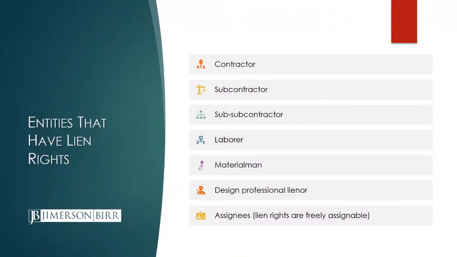So the next slide talks about entities that do have lien rights, and each of these entities, except for assignees, is a defined term in the lien law. We'll go through some of these, but contractors, subcontractors, sub-subcontractors, laborers, and materialmen, which is the lien law term for suppliers, and design professionals do have lien rights under the construction lien law.